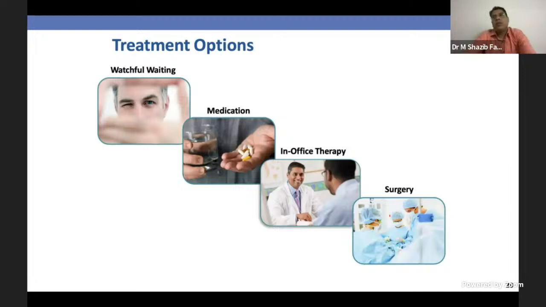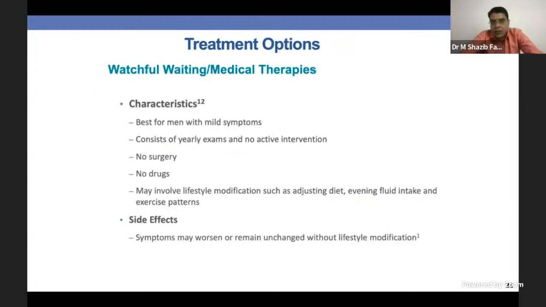So now moving towards what treatment options are available to us. First one is watchful waiting, then medications, in-office therapy or therapy on an OPD basis, and the last one is surgery. So let us deal with each one by one. First of all, watchful waiting or medical therapies. In which patients can we do a watchful waiting treatment option? First of all, a patient who has mild symptoms.